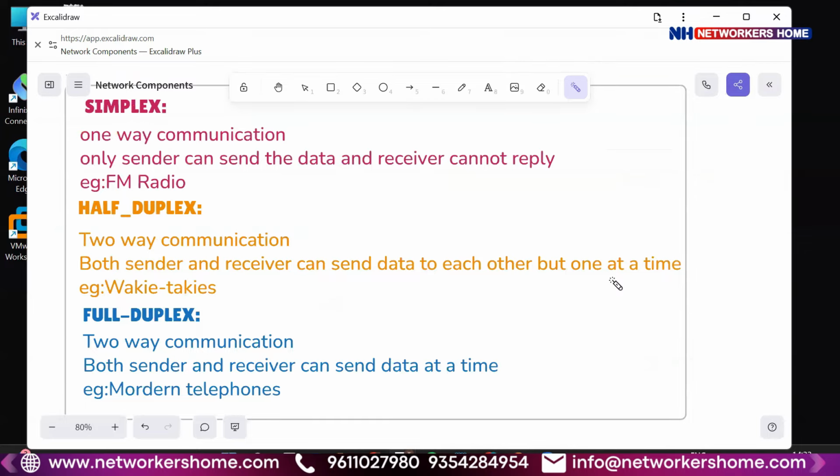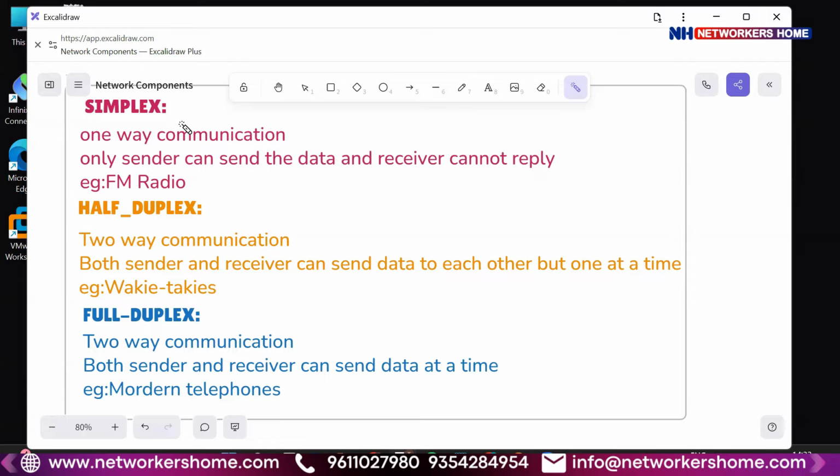We have simplex, half duplex, and full duplex. What is simplex communication? Simplex communication means one-way communication. That means the sender is sending the data and the receiver is just getting the data. He cannot reply back. For example, your TV channel.